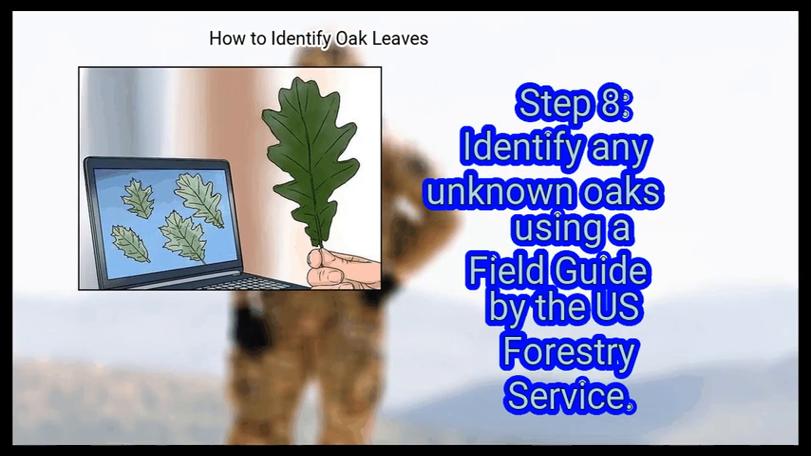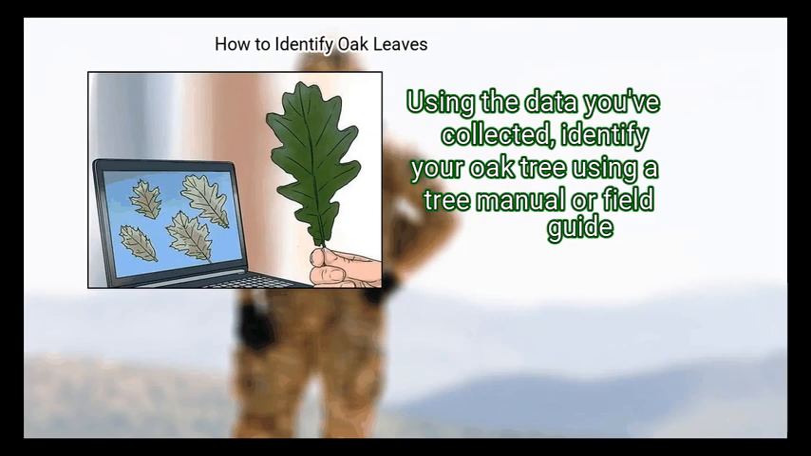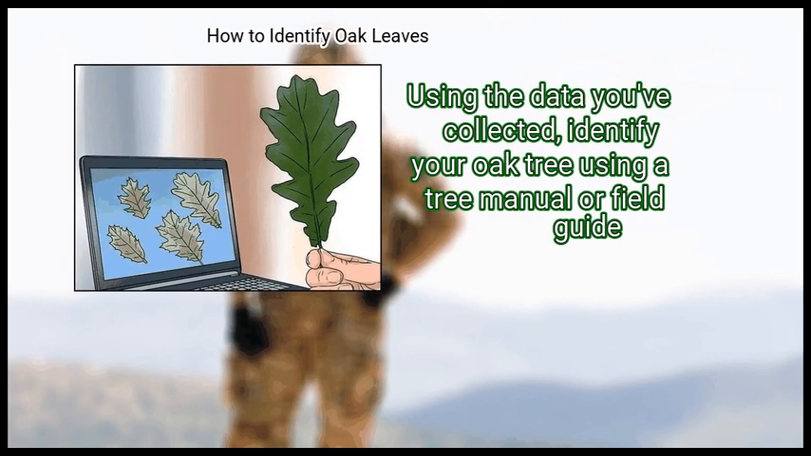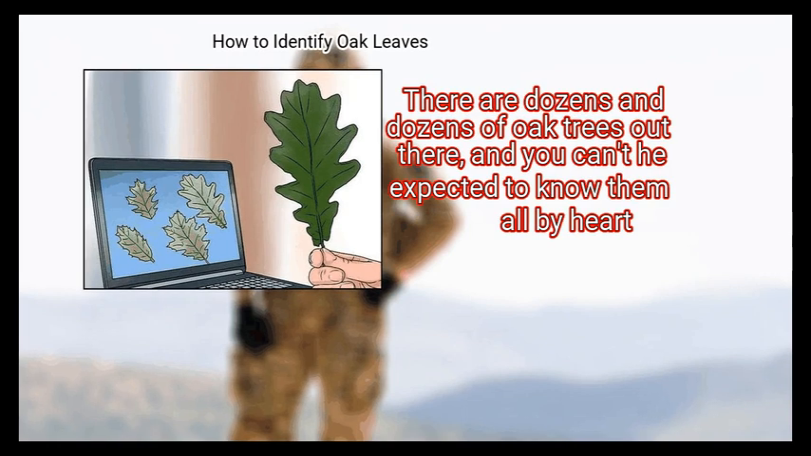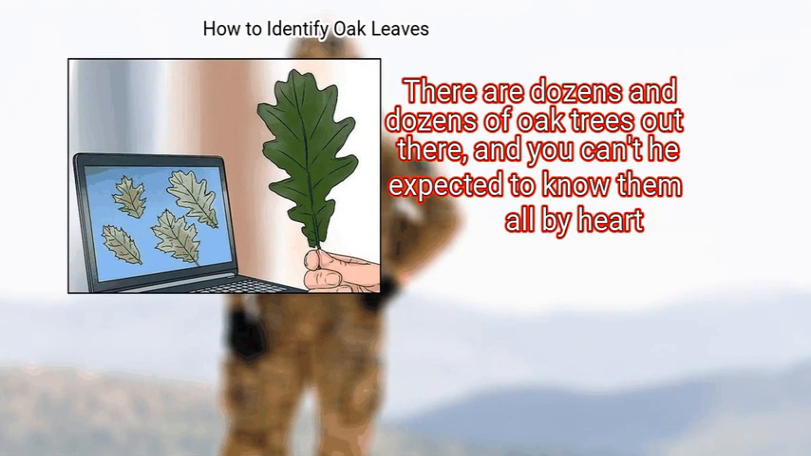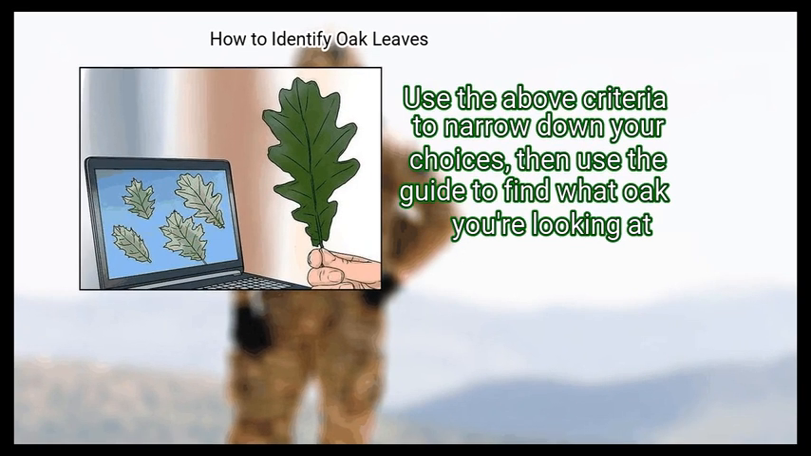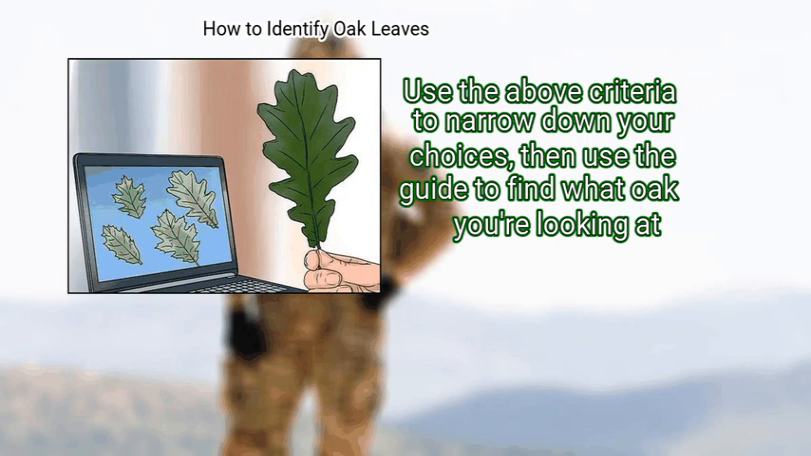Finally, identify any unknown oaks using a field guide by the U.S. Forestry Service. Using the data you've collected, identify your oak tree using a tree manual or field guide. There are dozens and dozens of oak trees out there, and you can't be expected to know them all by heart. Use the above criteria to narrow down your choices. Then use the guide to find what oak you're looking at.